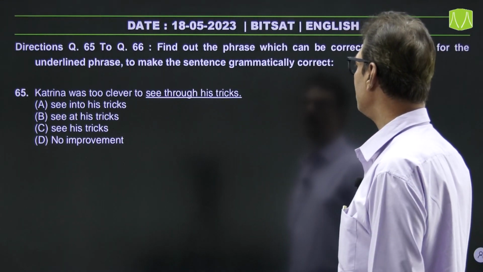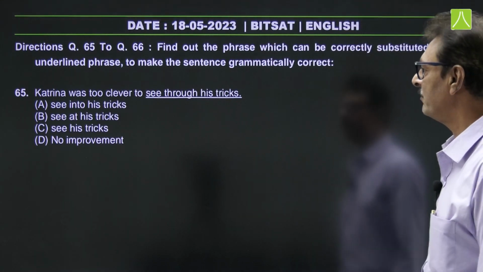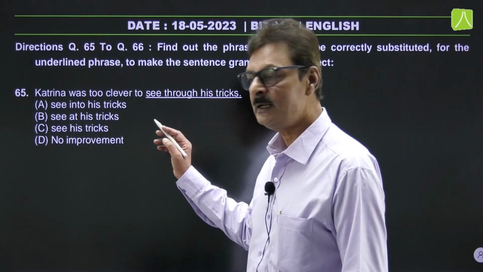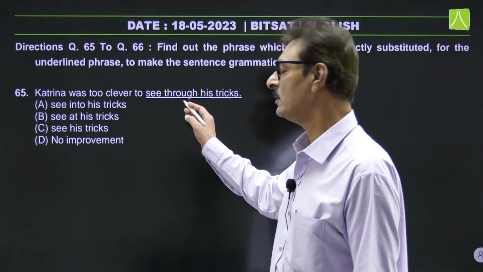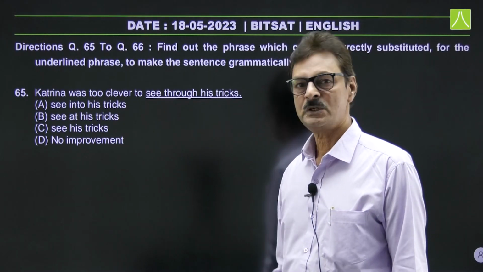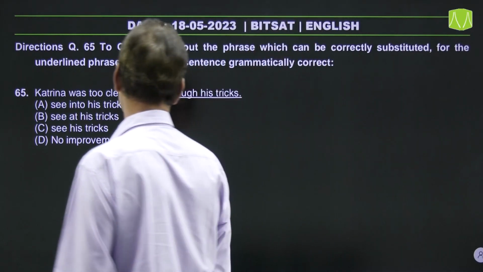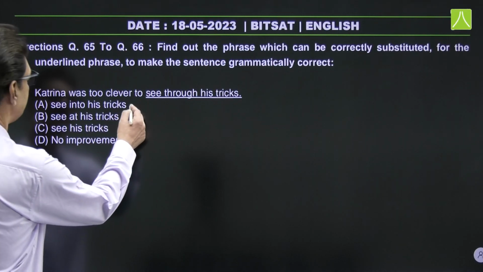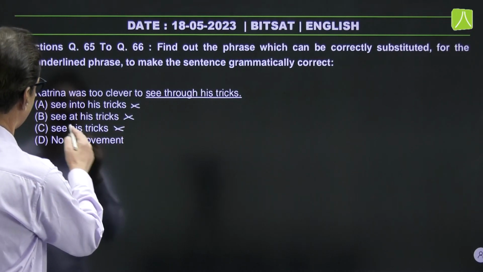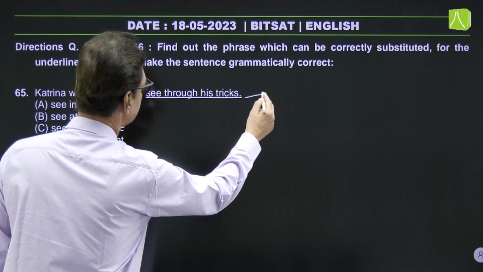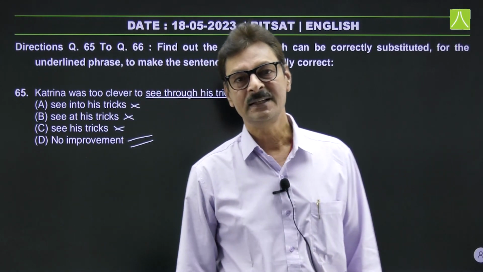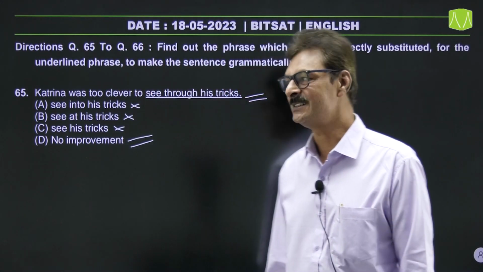The next set of questions: find out the phrase which can be correctly substituted for the underlined phrase to make the sentence grammatically correct. A sentence has been given, a phrase has been underlined, and you see which of these should be the correct option to replace this phrase. If you feel that there is no correction, the sentence is correct, the option should be D. Now, Katrina was too clever to see through his tricks. To see into his tricks is incorrect. To see at his tricks again is incorrect. To see his tricks, grammatically it is incorrect. So, Katrina was too clever to see through his tricks is the correct option, the correct answer is option D. There is no improvement required in this sentence.